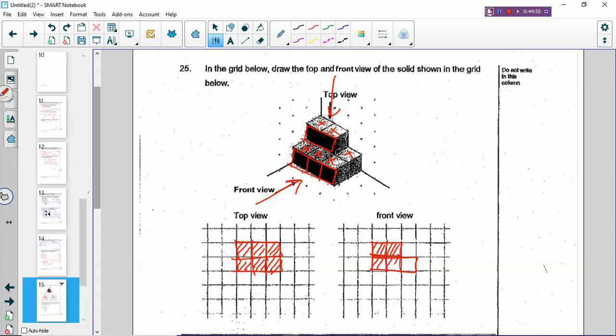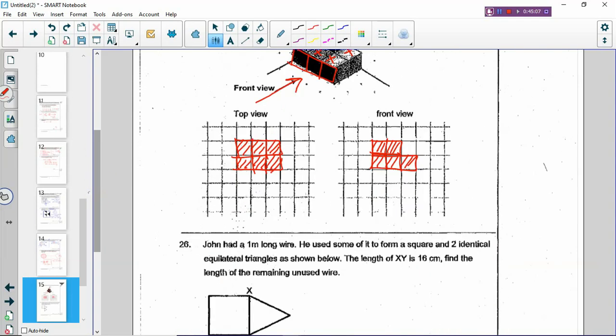So this will be your front view. Okay, your front view. Got it? Yep. Okay, so let's go on to the next question. We are coming to the end of Paper 1 very soon.